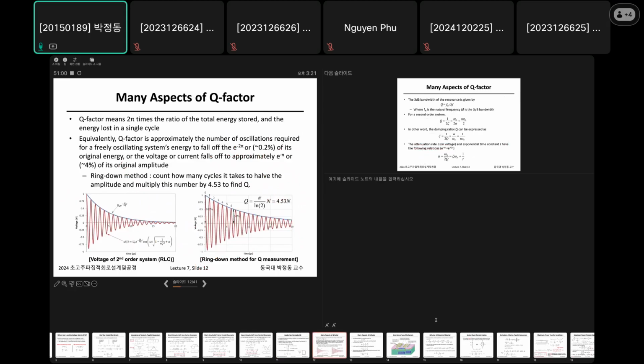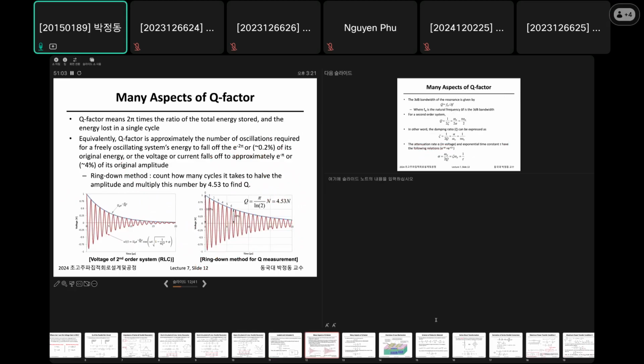Okay. So there are many aspects of Q factors. As we observe, Q factor means 2 pi times the ratio of total energy stored divided by the energy lost in a single cycle. Right. This is the first definition from physics guys. Physically, it's something like this, which is expressed like this.